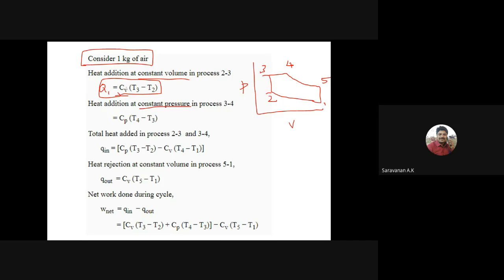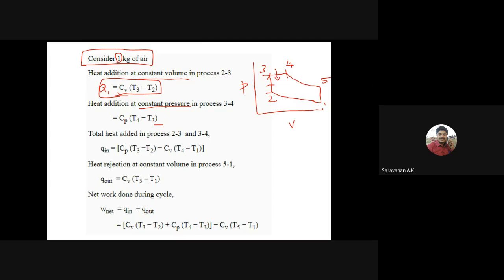Q1 is m Cv. Here we can consider the mass is 1 kg, so we can neglect that, right? So Cv times the temperature difference. And one more heat addition is there, at constant pressure process. In the constant pressure process, the heat addition is m Cp times the temperature difference, T4 and T3. So the total heat addition is the combination of these two, right?